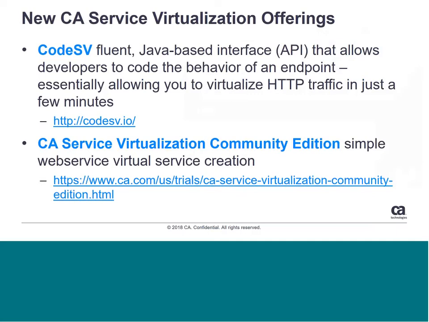The next one, and we always like to mention this, is that we released CodeSV and SV Community Edition. Both of them were released last year. CodeSV is basically a Java API that we have for developers specifically to code the behavior of an endpoint. Right? So this is an in-process virtualization. You do it through your IDE. This is a separate product, separate offering from CA. It's at codesv.io. Just go there, download it, and start using it.